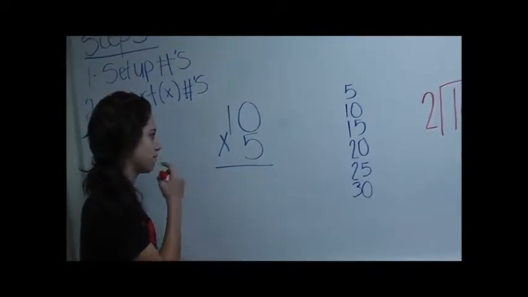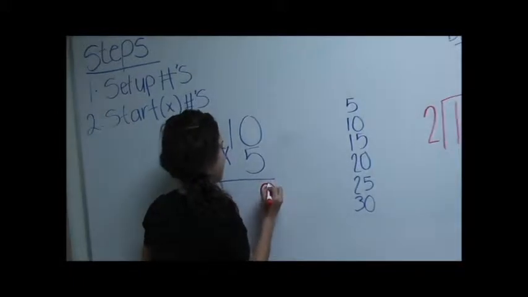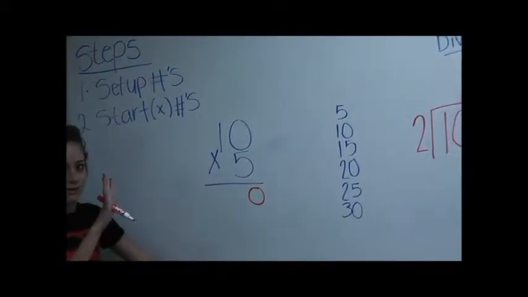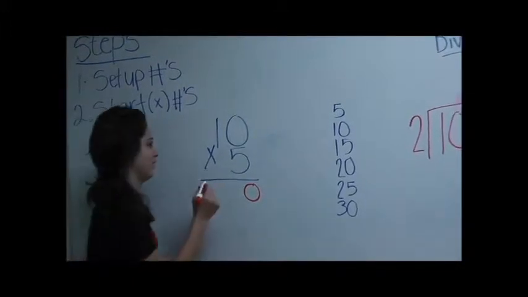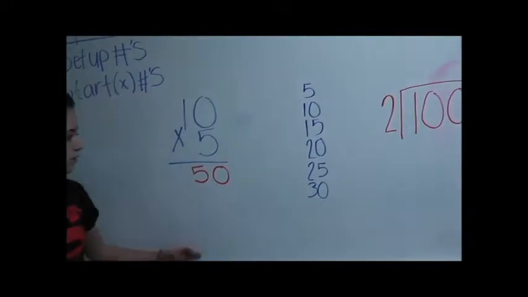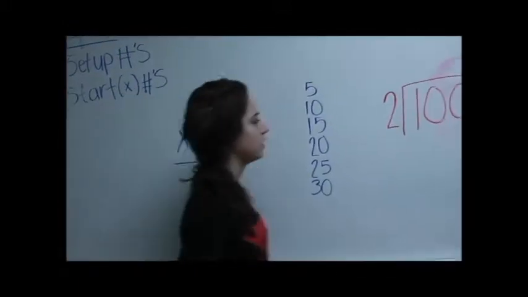So 5 goes into 0, 0 times, so you're going to put down a 0. 5 goes into 1, 5 times, correct? So it will be 5. So the answer will be 50. So now to division.